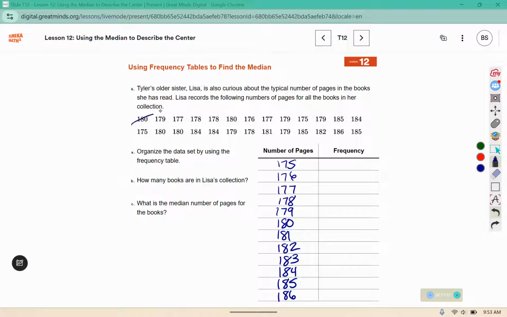So there's a 180, 179, 177, 178, 178, 180, 176, 177.